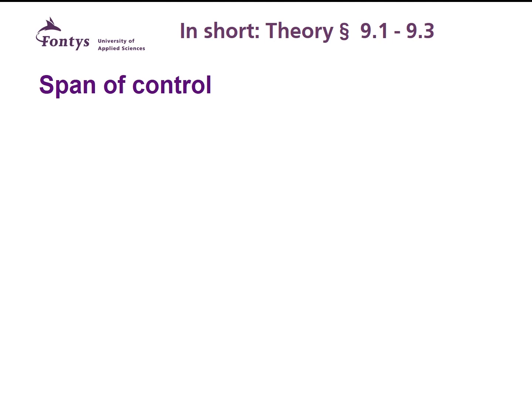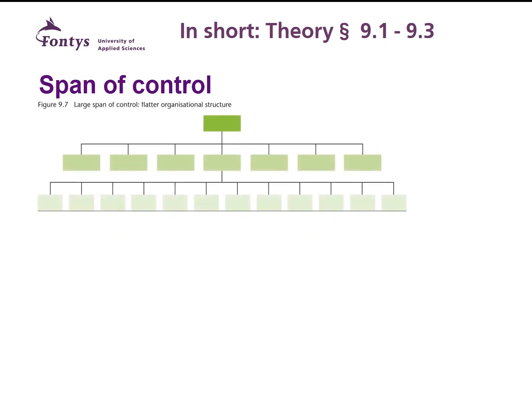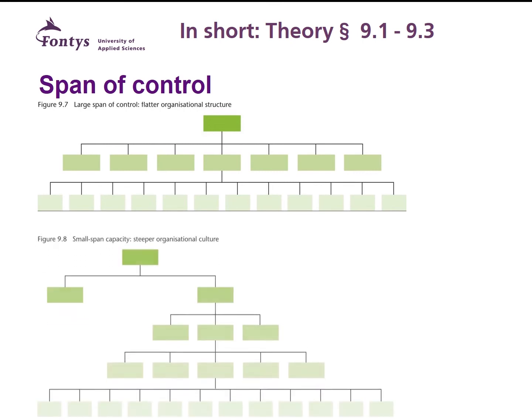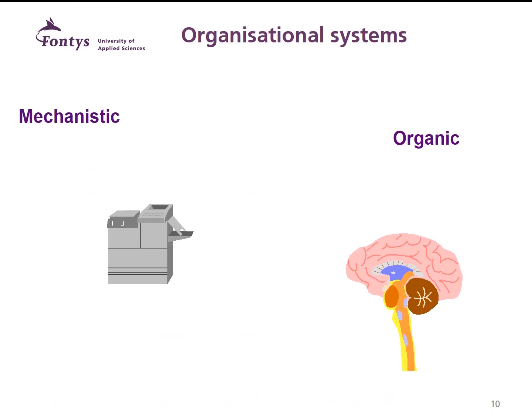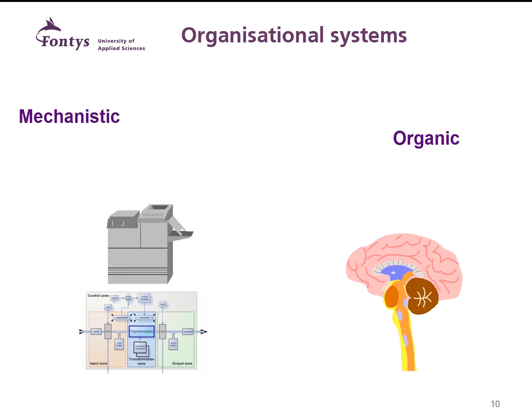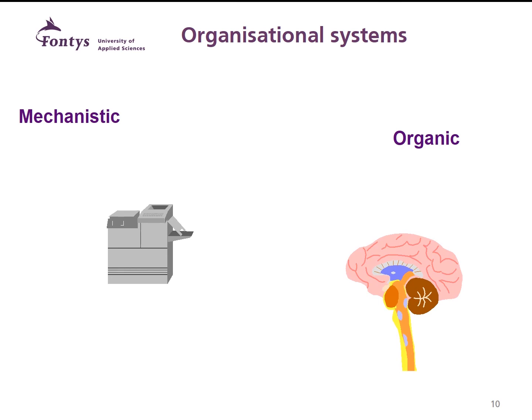Other subjects you will find in chapters 1 to 3 are span of control, so how many people are there below a manager? The depth of control, how steep is the organization, how many layers of management are there. Mechanistic and organic orientation of an organization. Mechanistic looks like the copy machine. It's a very structured, very clear, machine-like way of organizing, and the organic way of organizing is a very loose, very organic way of organizing.